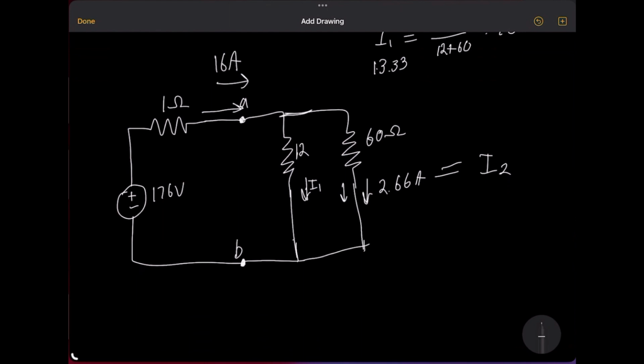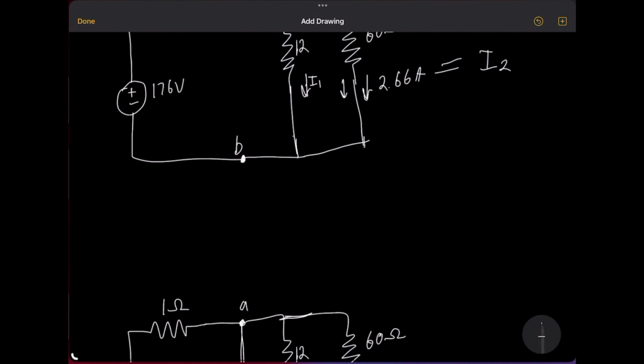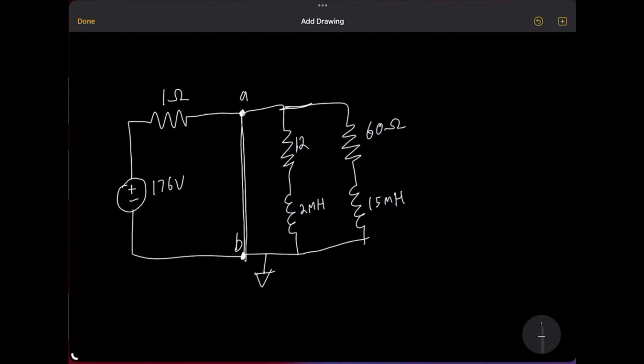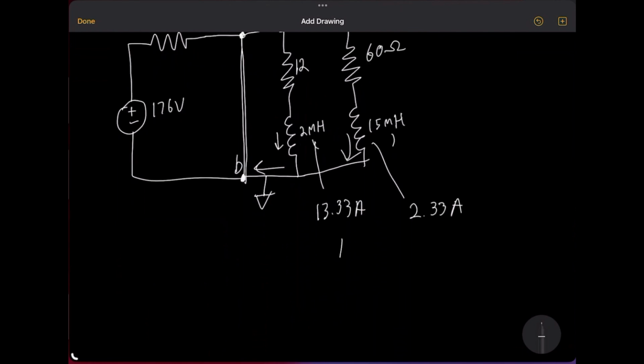Okay. Now we figured out the initial values. Now we have this new circuit once it's shorted. So this one's going to have an initial value of 13.33 amps. This one's going to have 2.33 amps. They're both going to go this direction. They're both going to converge to here, and we're going to get 16 amps again. Right?